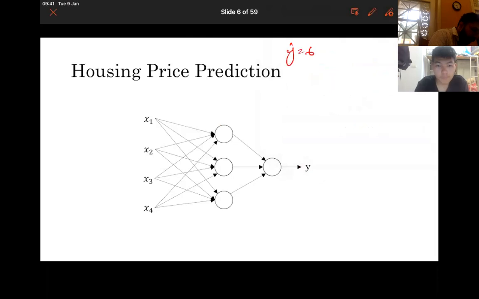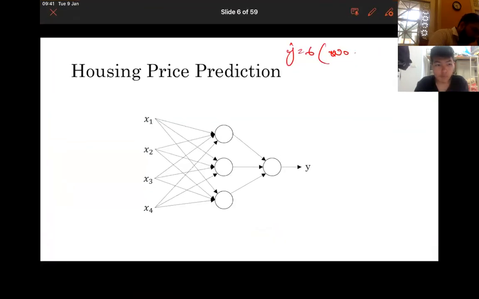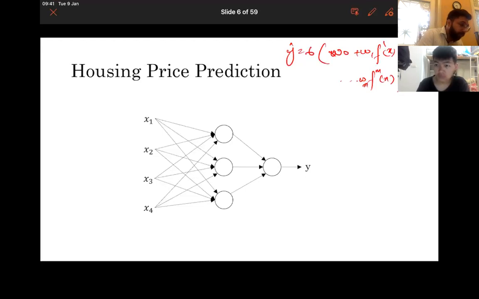So y hat is equal to sigmoid of W0 plus W1 f1 of x plus W2 f2 of x, and so on, maybe Wm fm of x. And these f1, f2, fm, these are some bases. Okay. The drawback was that you have to specify these. You have to give these bases. For example, we took polynomial bases. In neural network, we want to learn these bases.